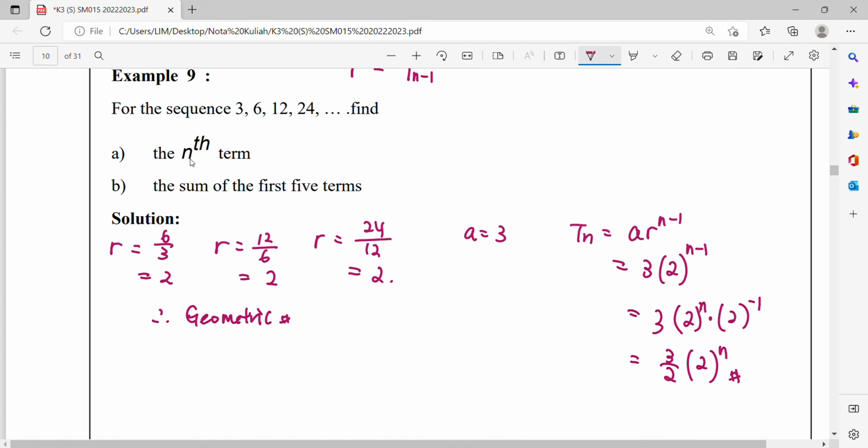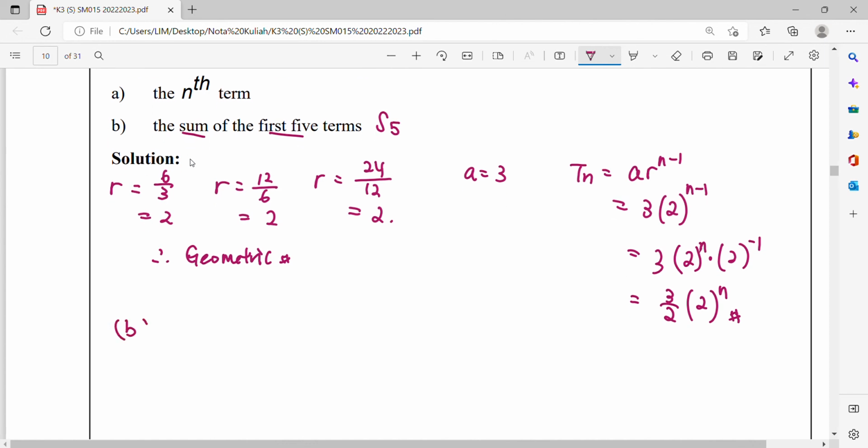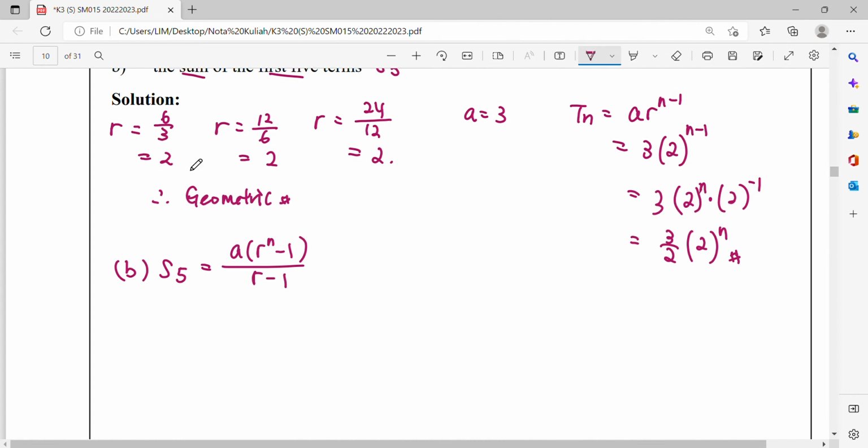After that, we have to find the sum of the first 5 terms. The sum of the first 5 terms is S5. So you can see our R is greater than 1. Our formula will be using A(Rn minus 1) over R minus 1. Alright, then we plug in our first term 3, common ratio 2, power of n, which is 5. So 2 minus 1. This one you can simplify using a calculator.